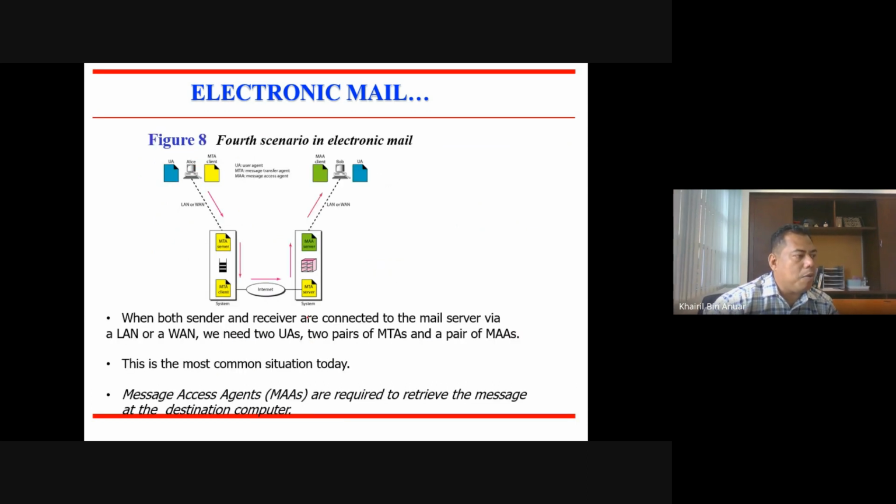And the fourth scenario, where now all the users have different networks. You have to connect to the server, and then the server will send to the recipient server. Then you will access it through another type of client server method. Here you can see that when both sender and receiver are connected to the mail server, we need two UAs, the user agents, two pairs of MTA, and two pairs of MAA. MAA is the message access agent required to retrieve the message at the destination computer.